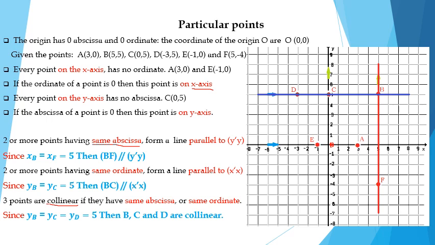Here, if we look, we have points B, C, and D. These 3 points have the same ordinate, which is 5. So I can say that B, C, and D are collinear.